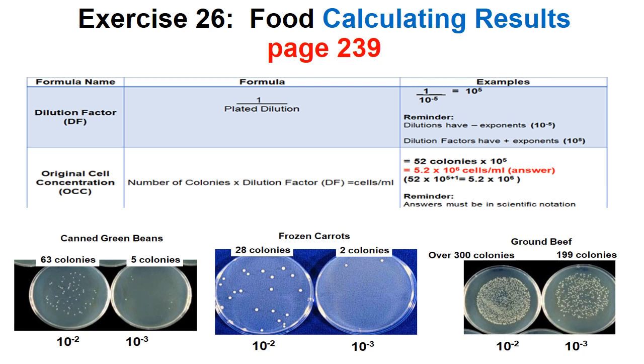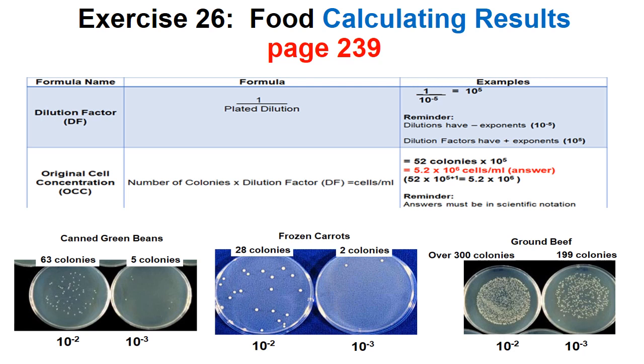Page 239 is where you're going to calculate the results of the food experiment. At the top is a refresher of how to do the formulas. The formula that we actually want to use is the original cell concentration. Again, that is going to tell us how many bacteria are present in the beans, carrots, and ground beef. Our formula is the number of colonies, which you see on the plates below, times the dilution factor, or DF. That is going to give us our units, or OCC, which is the number of cells per milliliter.